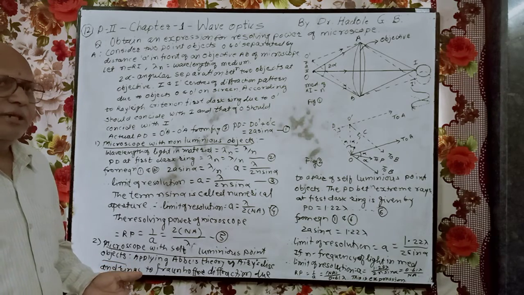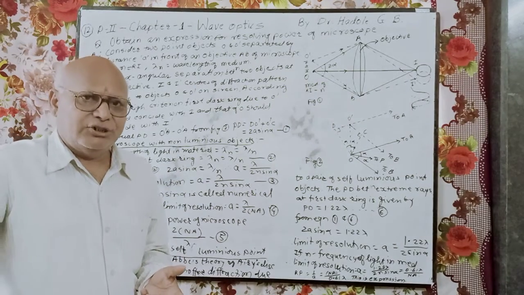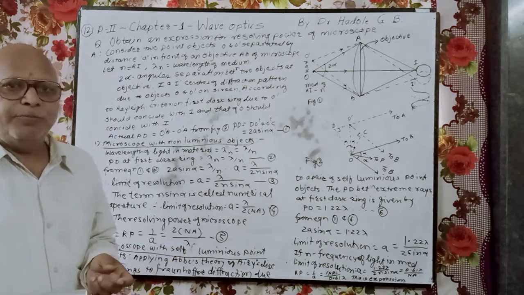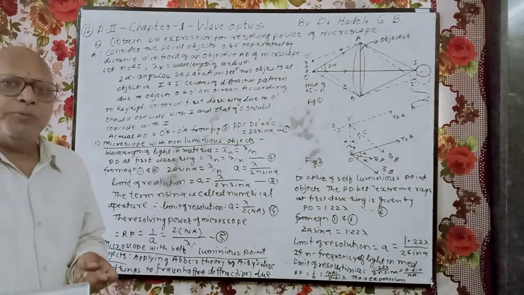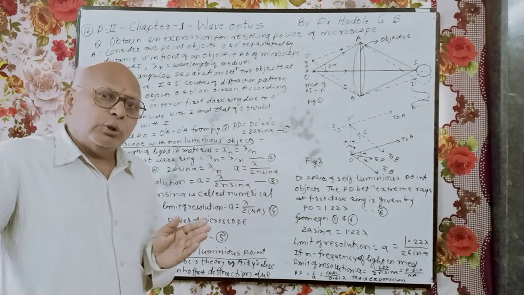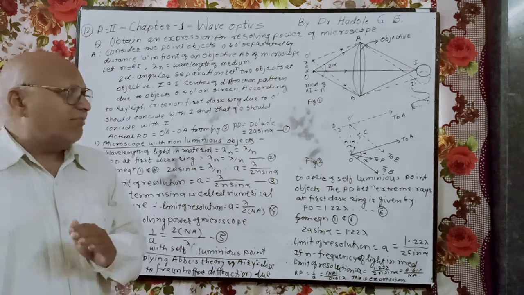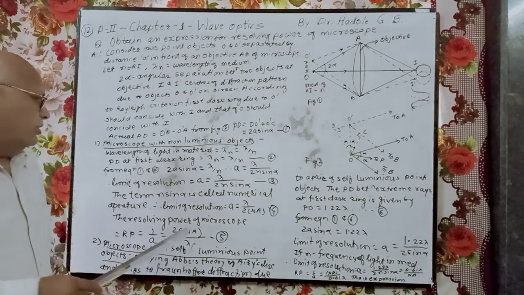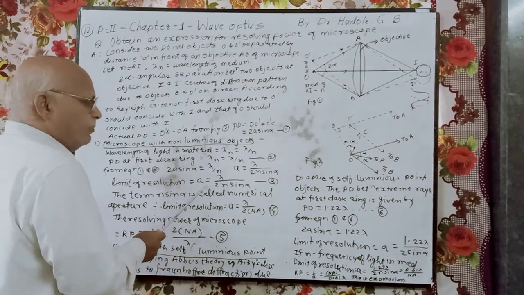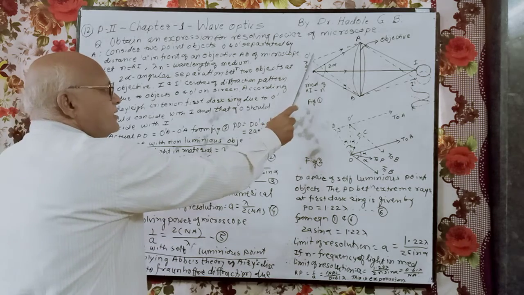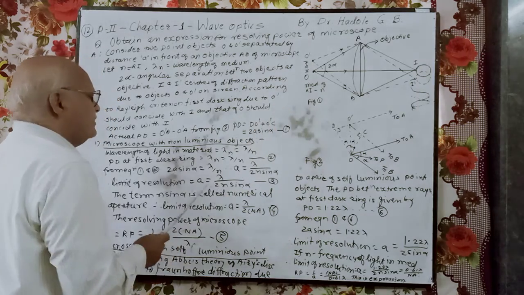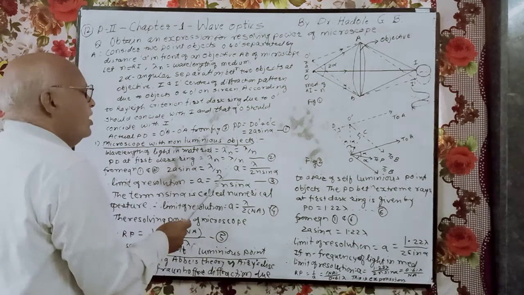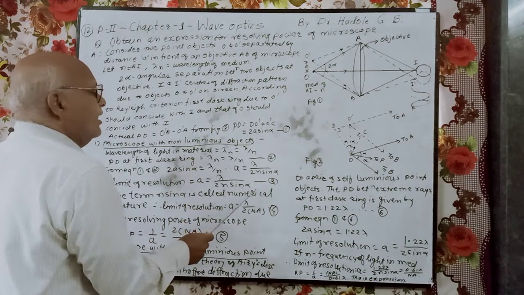The distance between 2 point objects, so that their images produced by a microscope can be seen separately, is called the limit of resolution. Next, this limit of resolution is nothing but the distance between these 2 point objects. A is the distance between 2 point objects, which is equal to lambda upon twice n sin alpha.